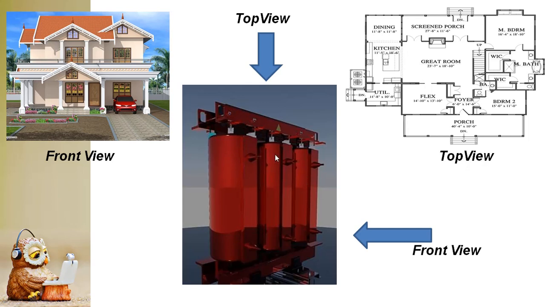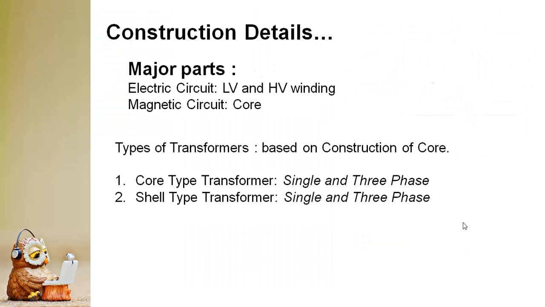So this is your transformer. What we are doing here is showing how it looks from the top view and then the front view. That is what we are going to develop in the AutoCAD tool. Hope it is clear. With these details, let us understand the constructional details of a transformer.